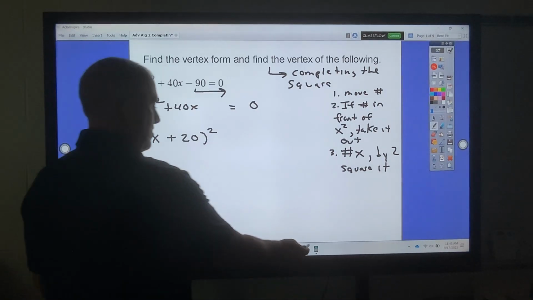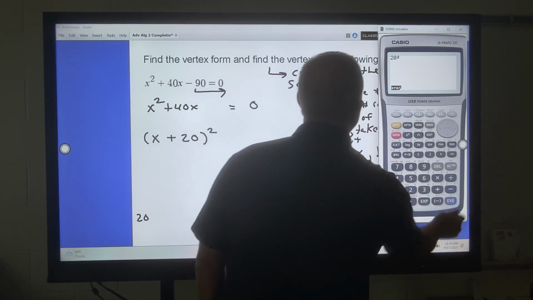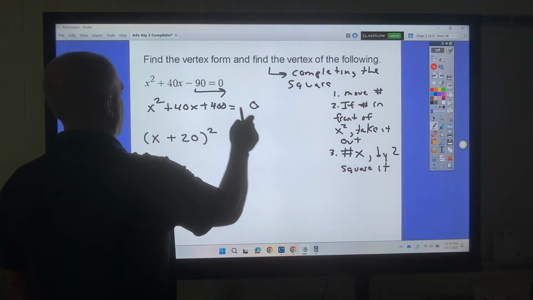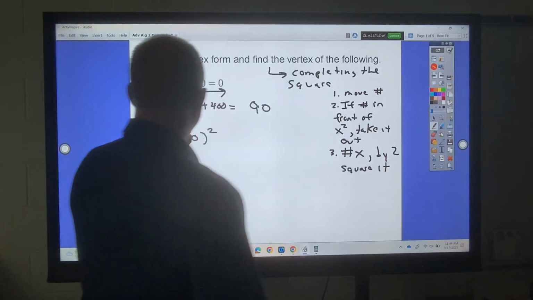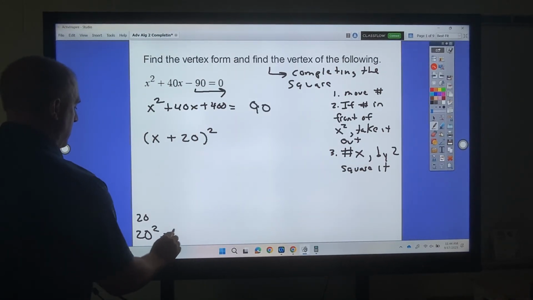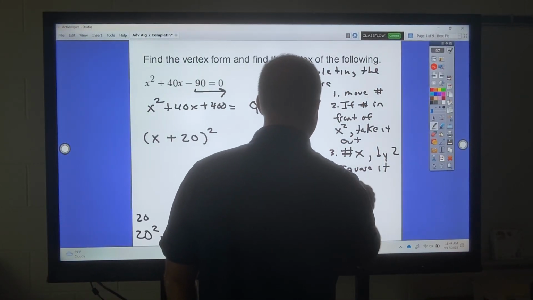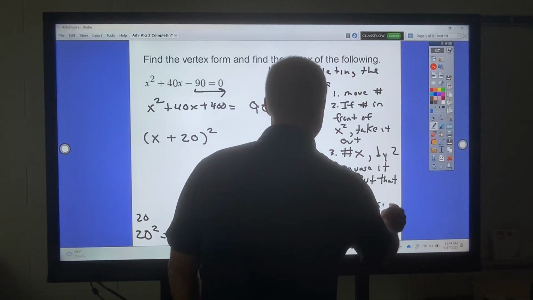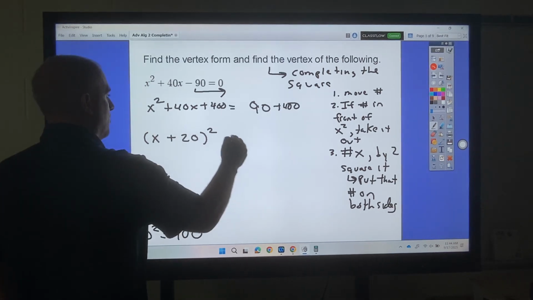So 20 squared is 400. That number gets moved over. And what I want to do is put that number on both sides. So I'm going to do that, and I'm going to do that. So it's going to be 490.